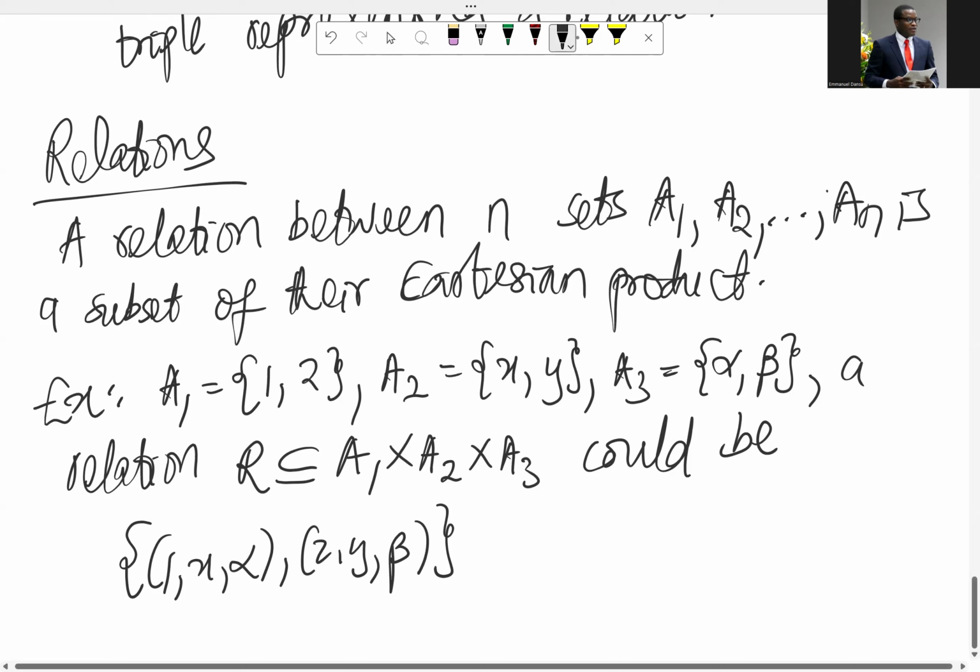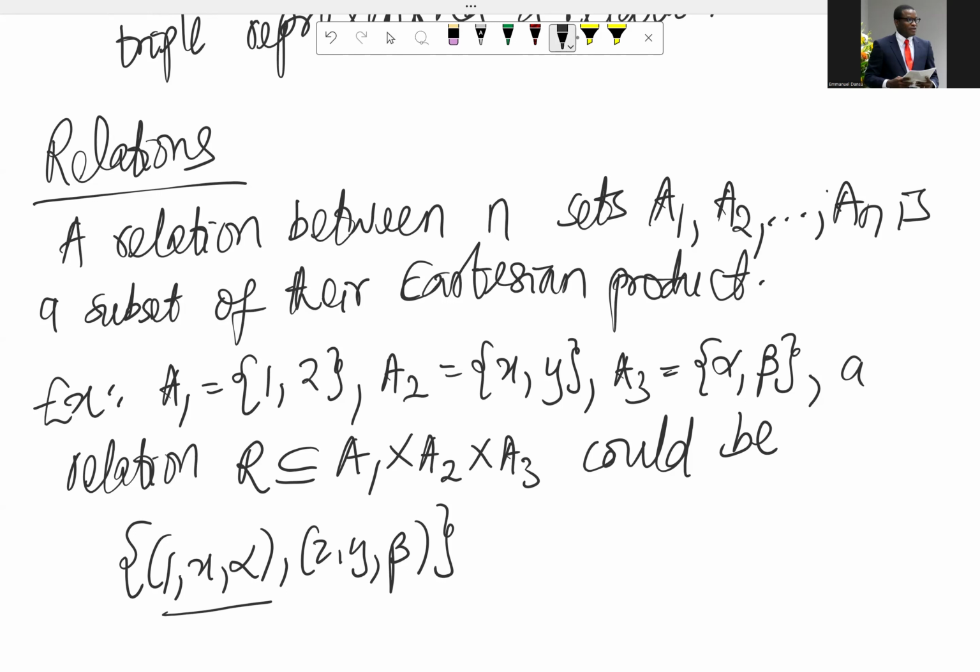Normally, you know that if you do A1 by A2 by A3, the Cartesian product, you are going to get 2 times 2 times 2, that's 8 outcomes. And one of the outcomes would be 1 X alpha, which is represented here. Another one would be 1 X beta, which is not here. Another one can be 2 X alpha. You can have 2 X beta, making 4 already.